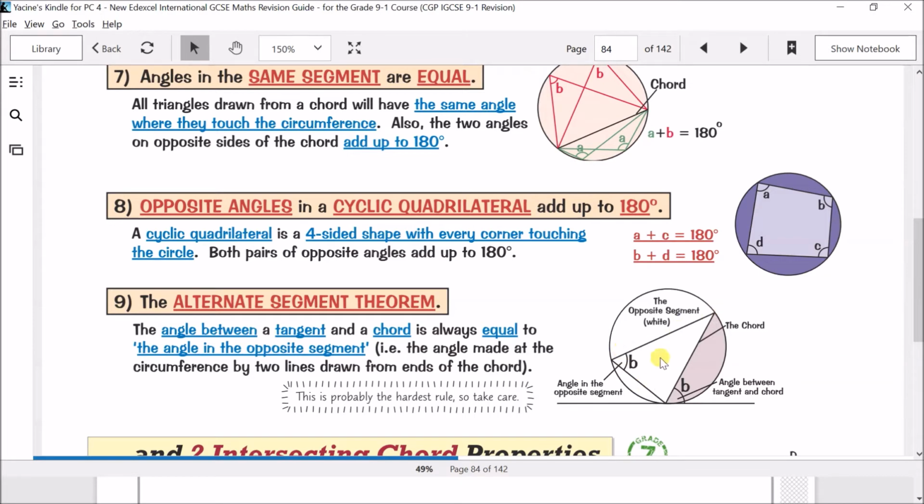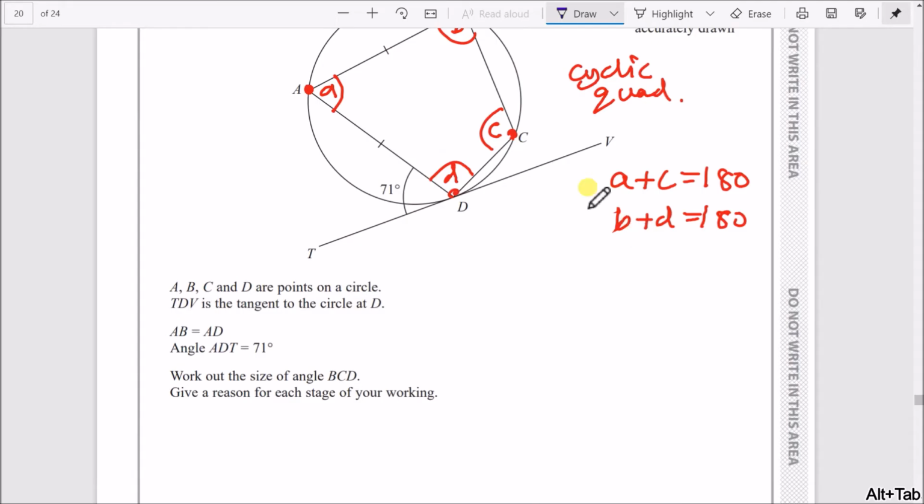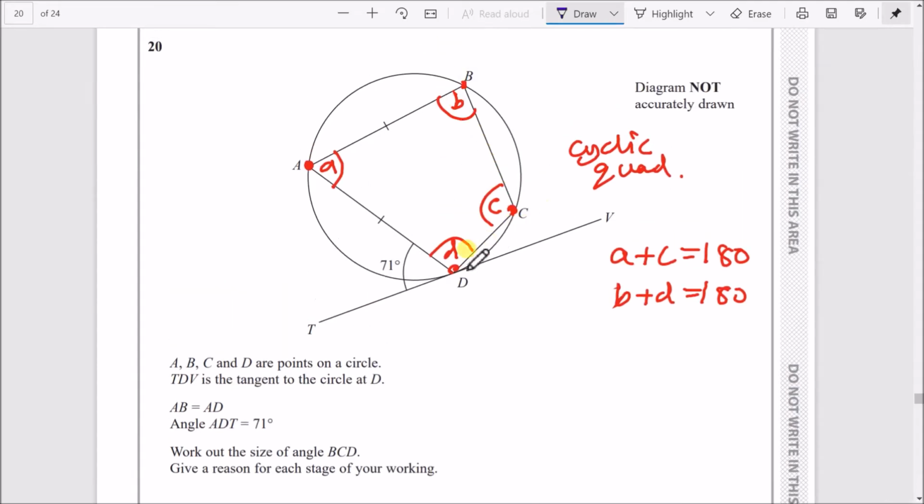But the shape has to be a triangle first. So let's just do it right now, guys. At the moment, we've got a quadrilateral. So let's try and rewrite this as a triangle. So you've got your chord, you've got your tangent. I'm going to draw a straight line from B connecting to D.